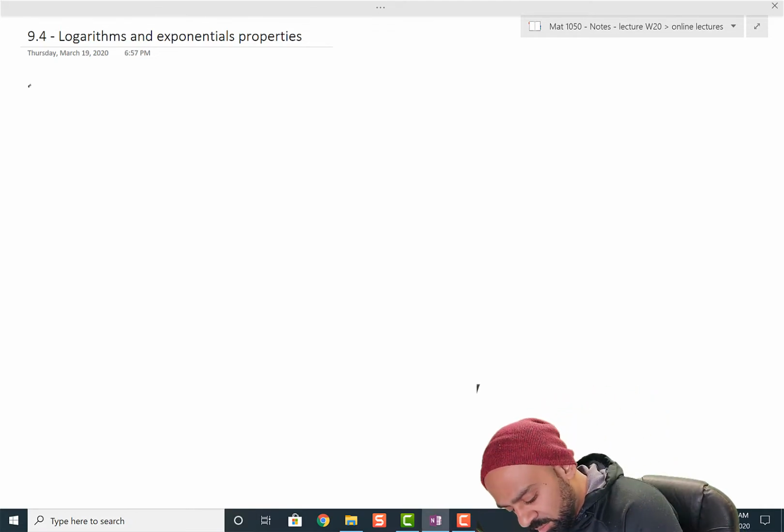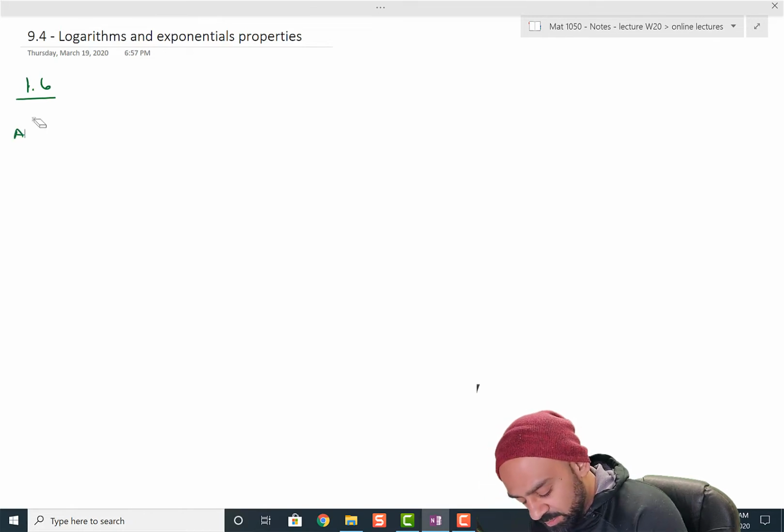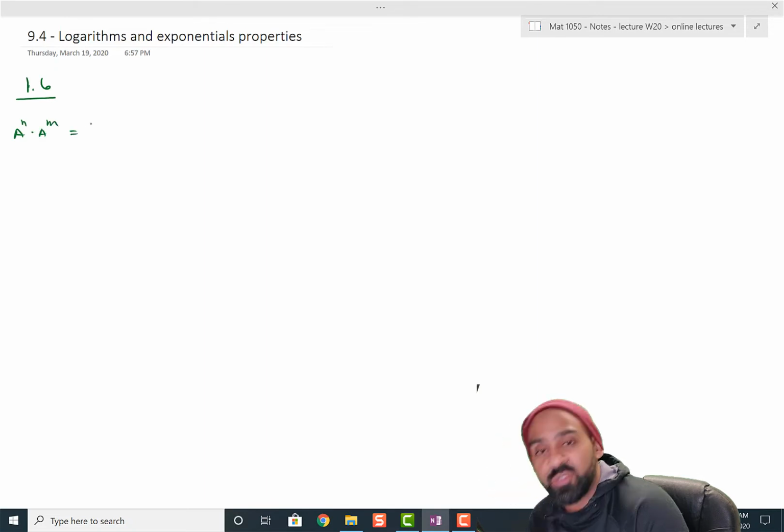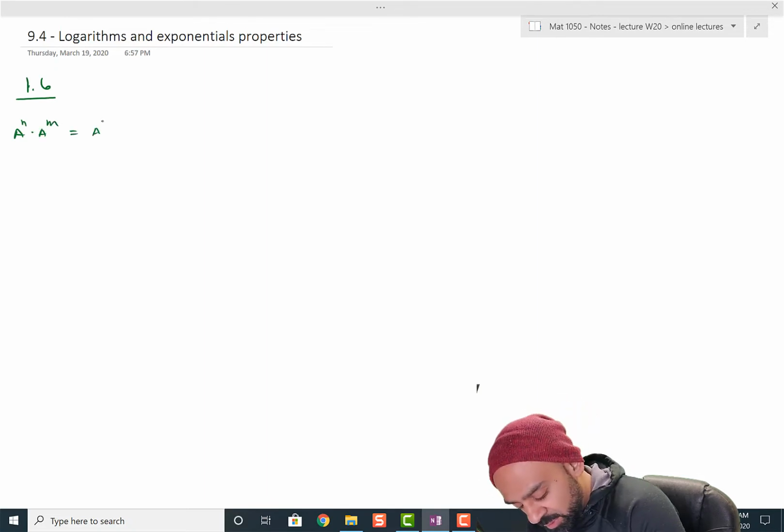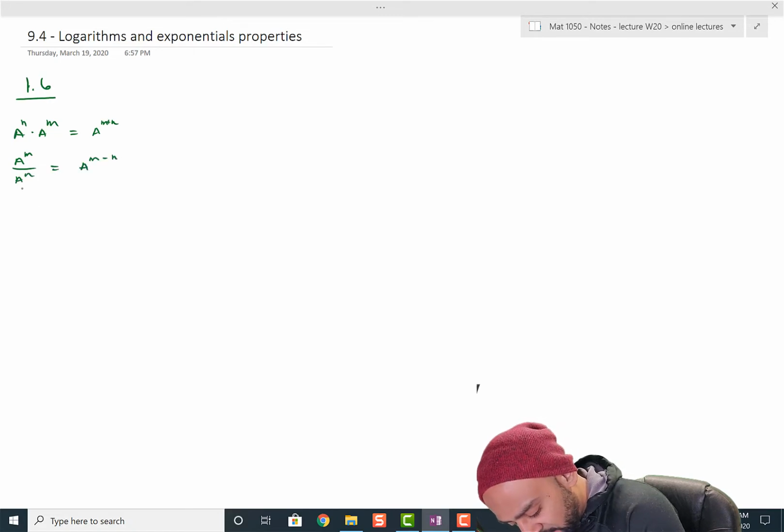Okay, so in section 1. So let's just do a complete overview. We had these properties, right? When we had the same base and we were multiplying two things with the same base, we would add the exponents, right? So this was the first one. The second one, which was a to the m divided by a to the n, this was the subtraction property, right? So these are all the laws of exponents that we had, and I'll label these 1, 2.